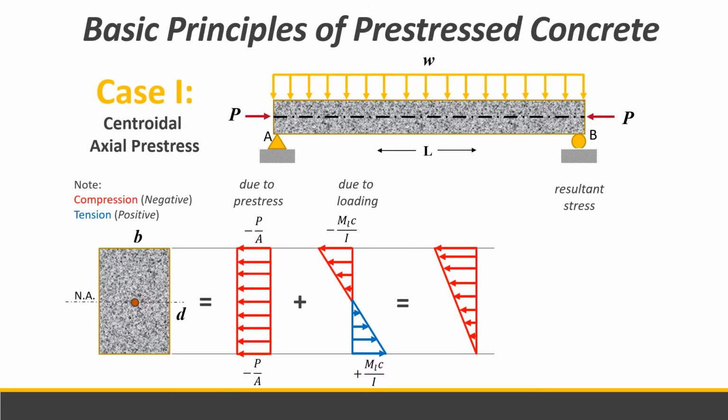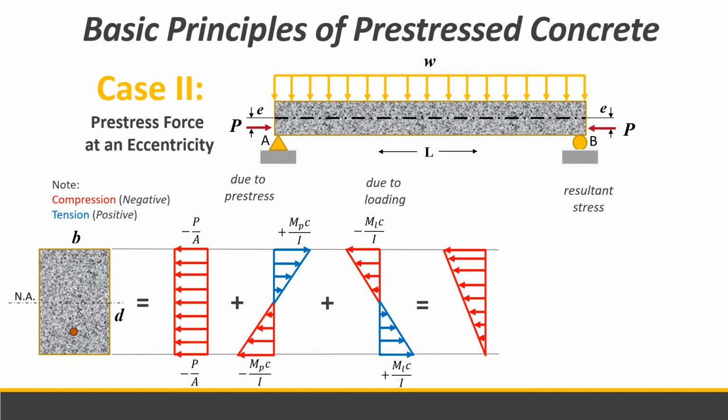So for case 1, which is centroidal axial pre-stress, there are stresses due to pre-stress and stress due to loading. So the resultant stress or the maximum stress is the negative P over A due to pre-stress, plus minus bending stress due to loading. So this is for the case of axial pre-stress.